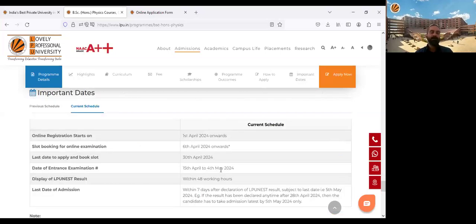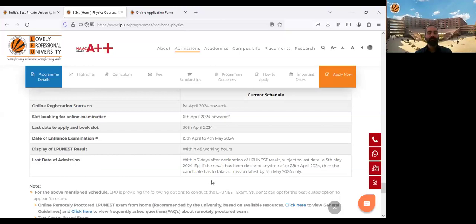As for the important dates, for the month of April the slot booking is already going on, and the last day to book and apply for LPUNEST is 30th April. Today is 26th April, and the entrance exam dates for LPUNEST are 15th April to 4th May. The result will be displayed within 48 working hours, and within 7 days after the result declaration, the last date is 5th May. So on or before 5th May, you have to book your seat.